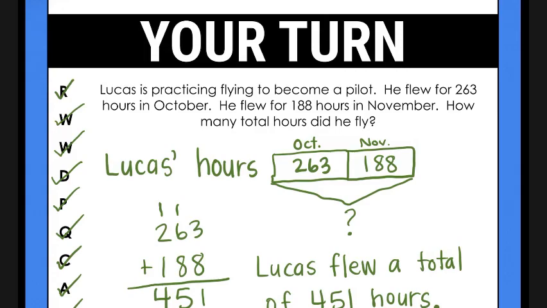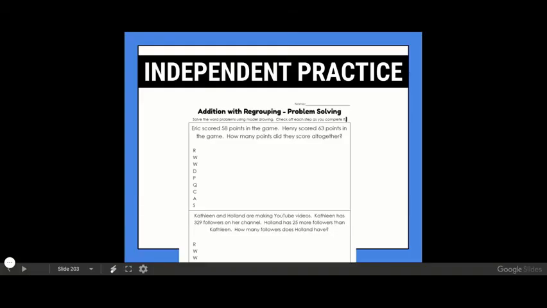Great job. For your independent practice today, there are two different problems that you are going to solve using model drawing. I have all of your steps written down the side so that you can check mark them as you go so that you don't forget any of your steps. And when you finish, please turn it in on Edgenuity.